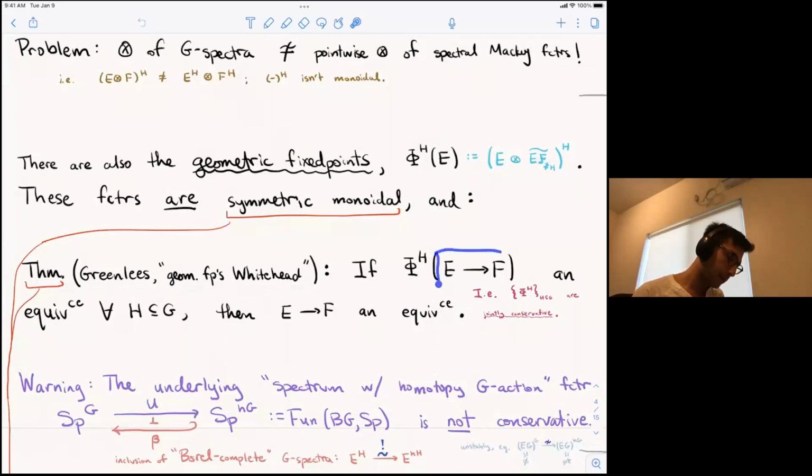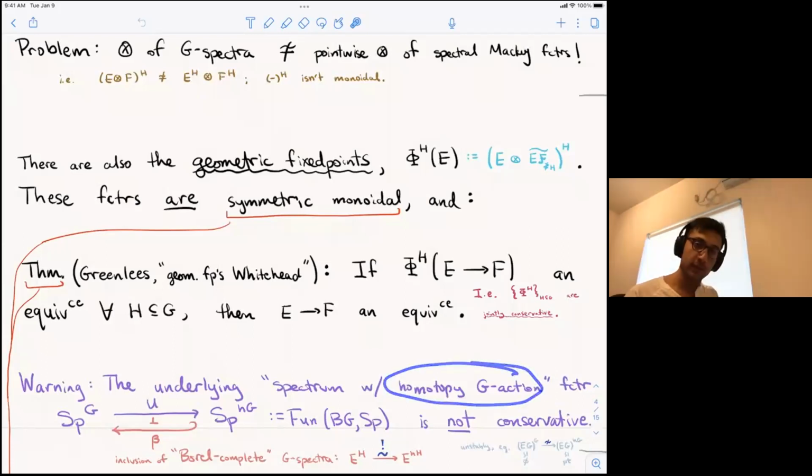If we have a map of G spectra and it's an equivalence on geometric fixed points for all subgroups, then it's actually an equivalence of G spectra. So another way to say that is that these functors are all jointly conservative. And contrast that with a familiar fact, perhaps one of the first things you learn in equivariant homotopy theory, that you can't just remember the underlying spectrum with homotopy G action. There's more to it. This is what the word genuine is all about.